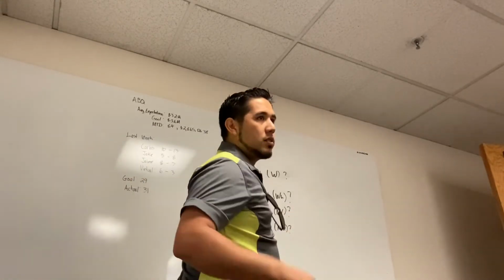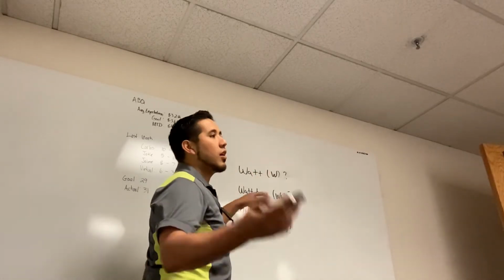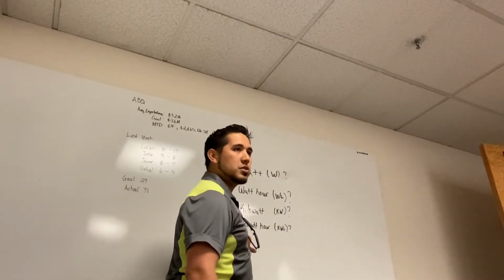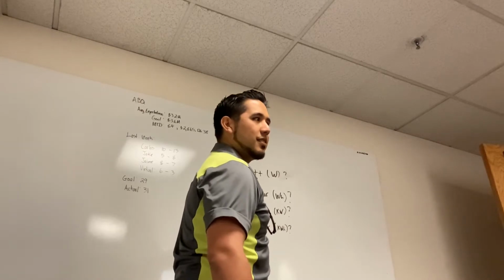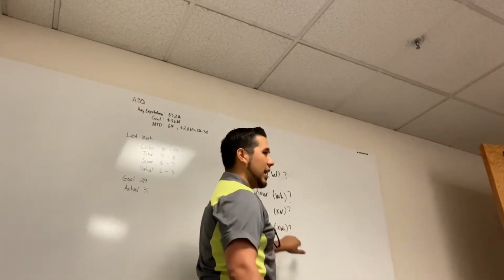So what's a watt hour? Number of watts over a unit of time. Over a unit of time, exactly. So we measure things in kilowatt hours. So what's a kilowatt hour? Unit of measurement, power over time. Over time, exactly, over hours, how many hours.